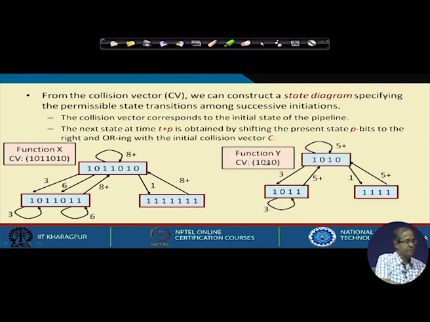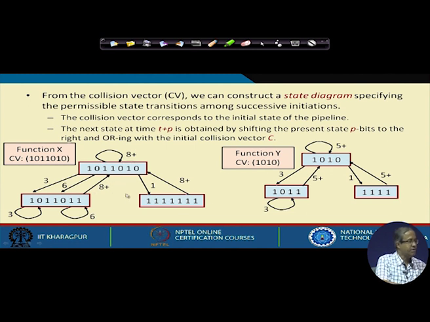Similarly, for the other function where the collision vector is 1 0 1 0, 2 and 4 are the forbidden latencies. So, from here you can advance time either by 1, shift right one position and all will be ones, or shift right by 3 positions and the last bit will become 1. And once you are here, 3 is the only permissible one; shift it by 3 and the same state will remain. Of course, 5 plus will bring it back to the origin, here also 8 plus will bring it back. Here also there are no zeros, so only 5 plus will bring it back.